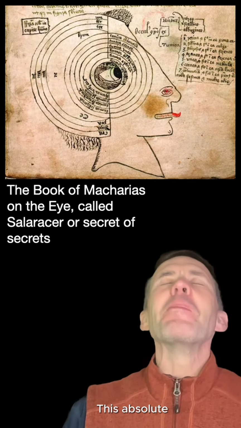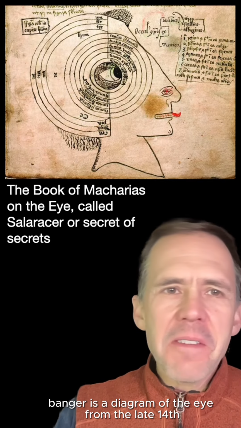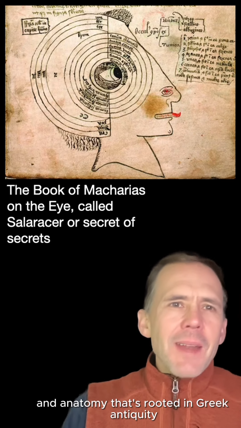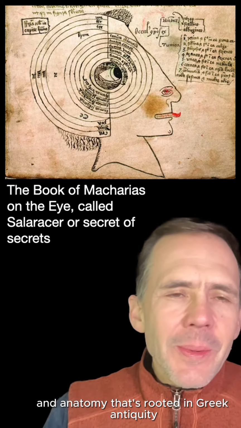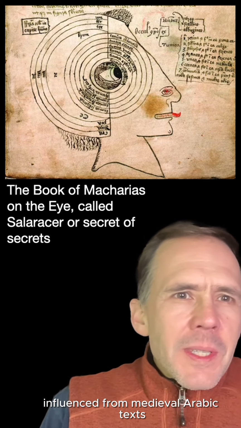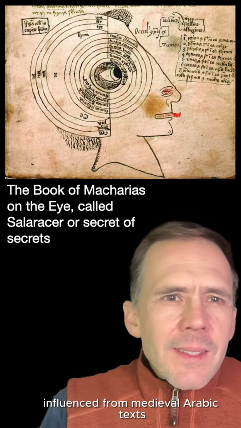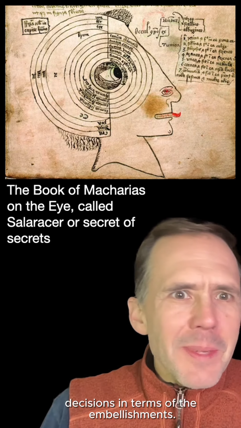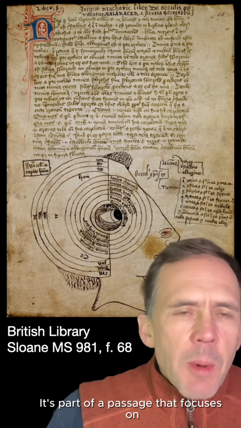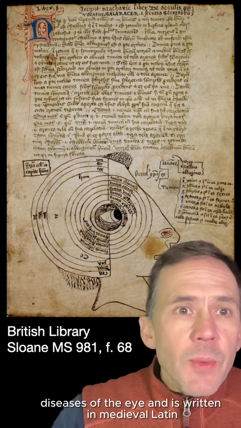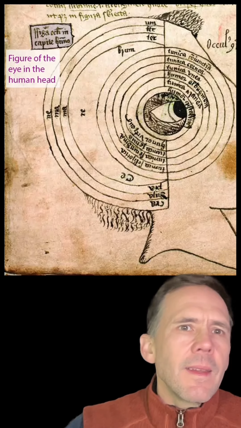This absolute banger is a diagram of the eye from the late 14th or early 15th century. It has terminology and anatomy that's rooted in Greek antiquity. It has symmetry and geometry that appears influenced from medieval Arabic texts, and it has some pretty choice artistic decisions in terms of the embellishments. It's part of a passage that focuses on diseases of the eye, and it's written in medieval Latin.